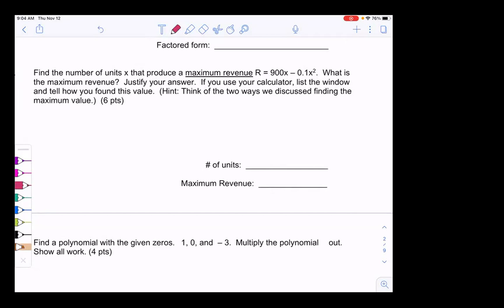Think of the two ways that we found that value in class without using a calculator. I think as a student, you see the fact that you're allowed to use a calculator and you think the calculator is the easiest way. This one here, I actually think the calculator was the harder way.